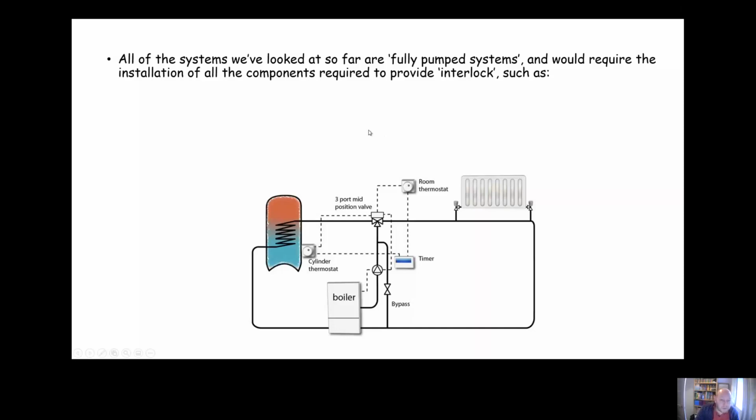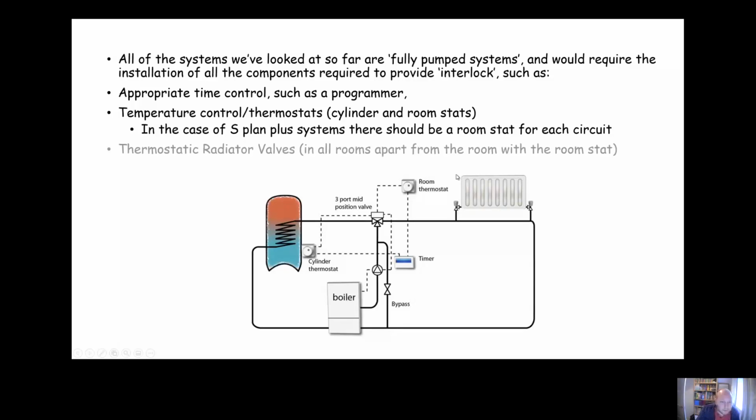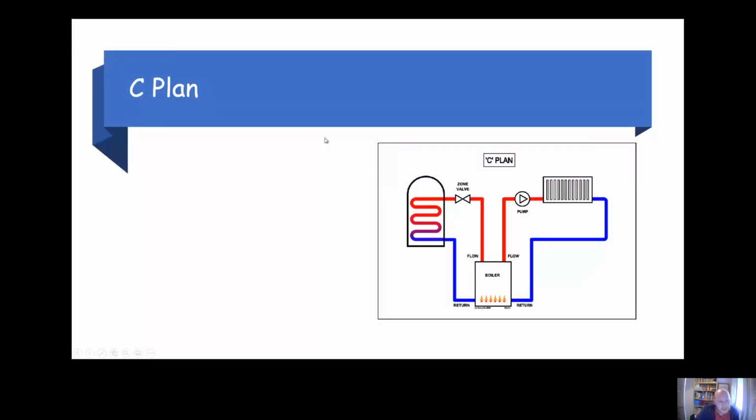So all the systems we've looked at so far, fully pumped, they would need all of the parts that we need to provide interlock, which we've talked about already. So appropriate time control, normally a programmer, and temperature control, thermostats, which would be cylinder thermostat and room stat as appropriate. Obviously, like I talked about earlier, if it's an S-plan plus system, it should have a room stat for each circuit, and thermostatic radiator valves in all rooms apart from the room or rooms, in the case of an S-plan plus system, with the room stat. Obviously it should have a pump, boiler, motorised valves, etc. so the system works as efficiently as it can do.